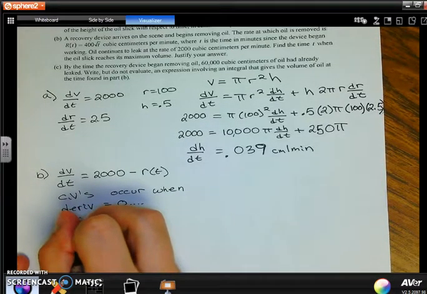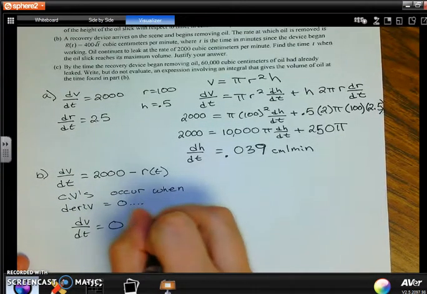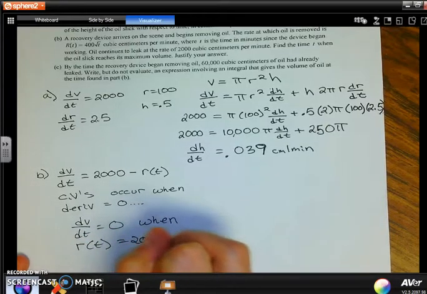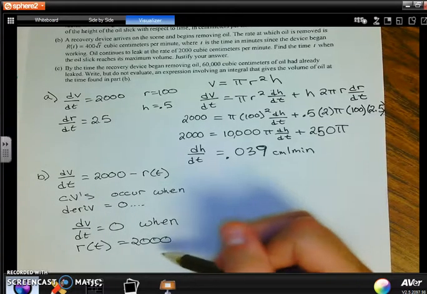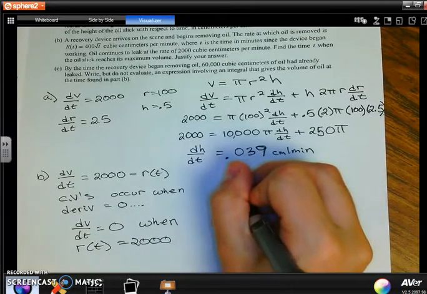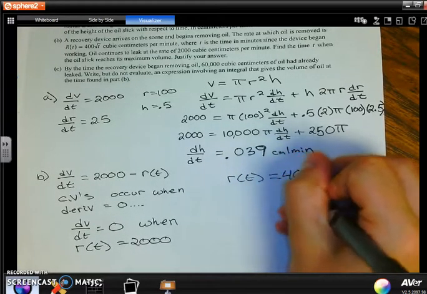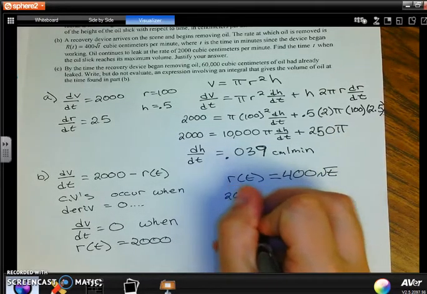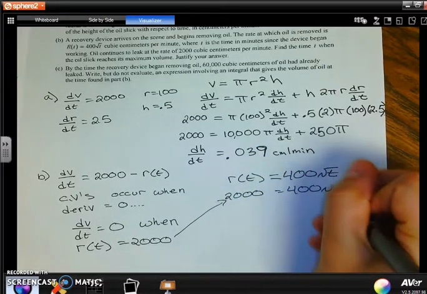So this equals 0 when that thing equals 2,000. So basically that's asking you to solve for when is this 2,000. So that's what I'm trying to do. I'm trying to figure out when does this thing equal 2,000. So I'm just recopying the equation there, and I'm just plugging in 2,000 for this R of T, right? So I'm plugging that in right there, and now you're just solving.